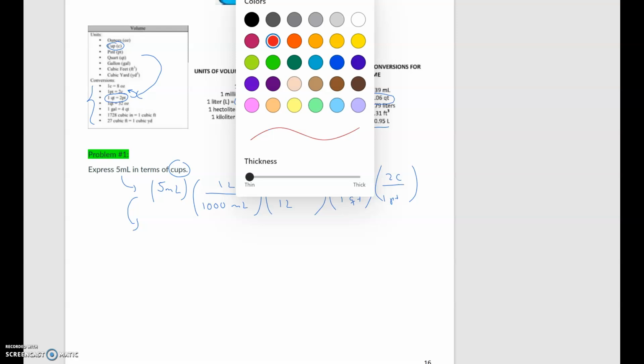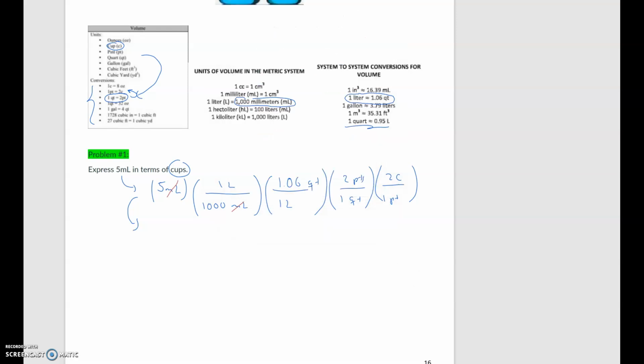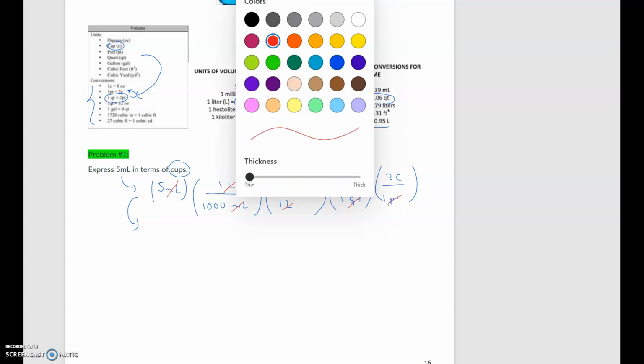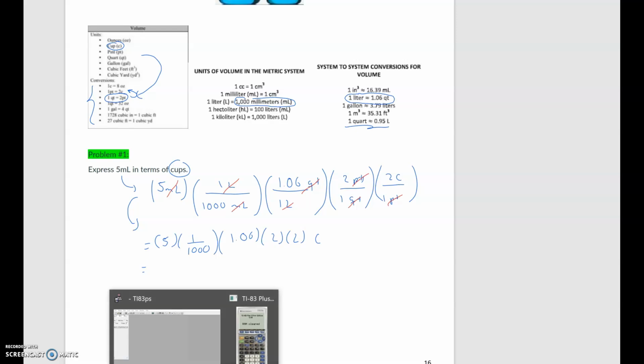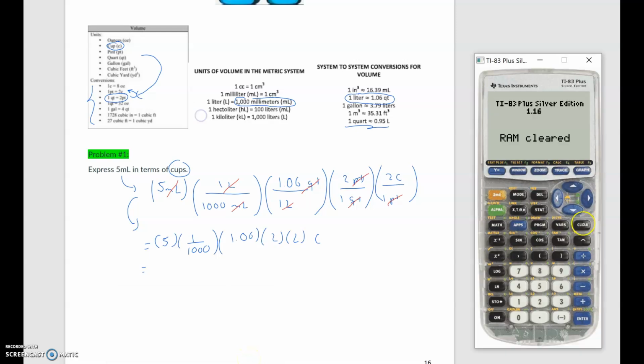This one turned out to be a little bit messy. Before we jump into the conclusion, let me cancel the units to make sure that we do end up with cups. Quarts cancel, pints cancel. And this particular one is going to be equivalent to 5 times 1 over 1,000 times 1.06 and then times 2 and times 2. And this is going to be with a unit of cups. So please punch it into the calculator. Let me display it here. In this case, this is going to be 5 times 1.06 times 2 times 2 divided by 1,000.